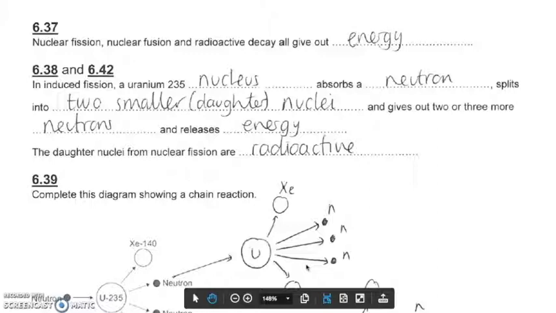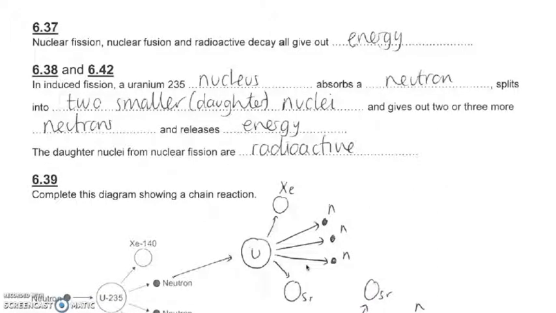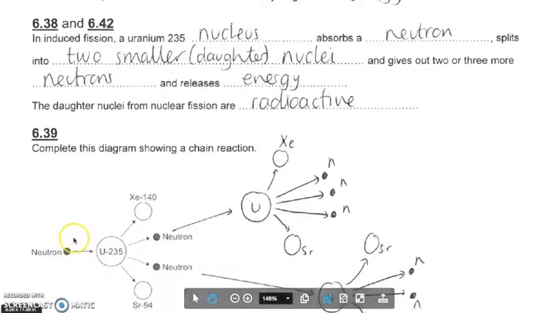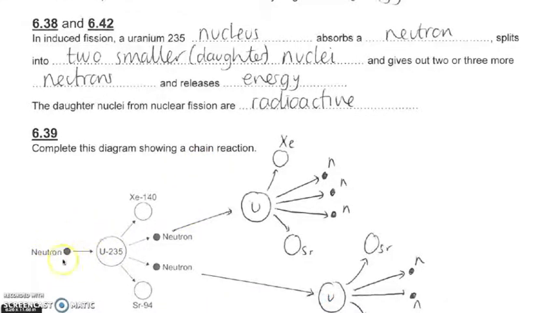So nuclear fission, nuclear fusion, and radioactive decay all give out energy. In induced fission, this is a controlled form of fission. Remember we said we can get neutron decay as one of our radioactive decay equations.